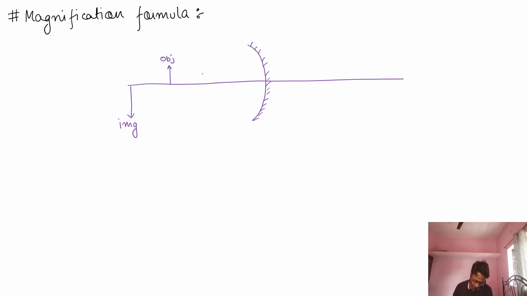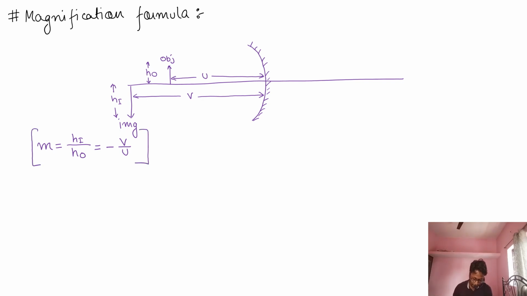In magnification formula, you need few parameters. U, where U is the distance of the object from the pole. V, V is the distance of the image from the pole. H naught is the height of the object, and HI is the height of the image. Our magnification formula says that magnification is equal to height of image by height of object, which is equal to minus V by U, or distance of the image from the pole divided by distance of the object from the pole.